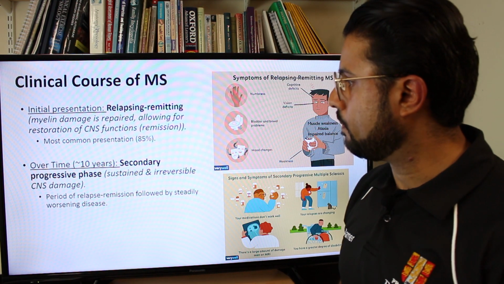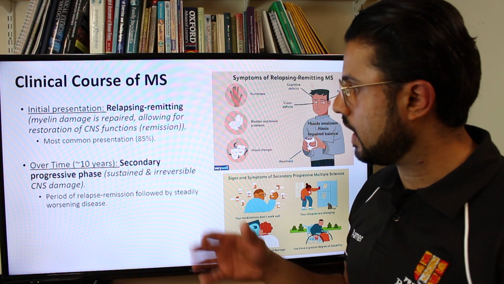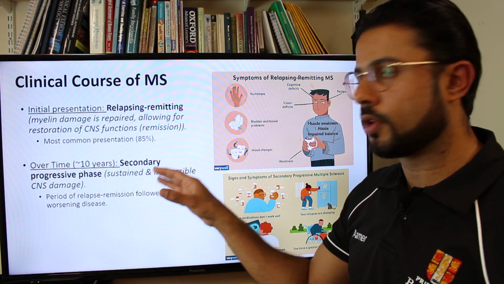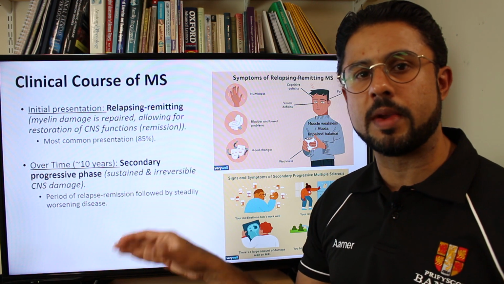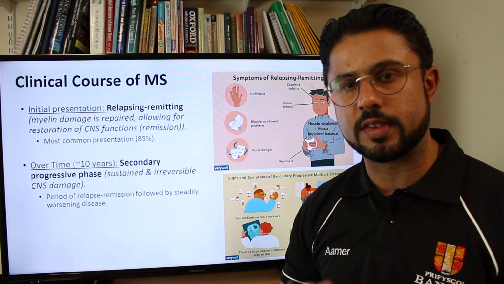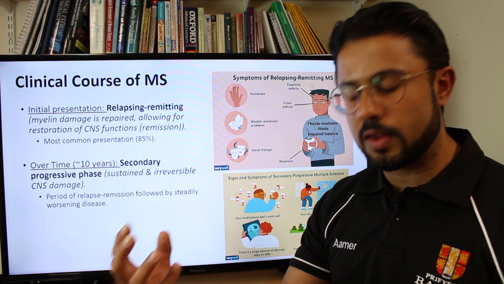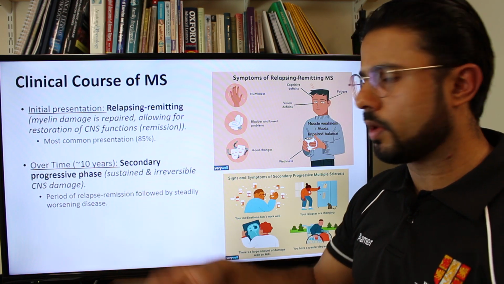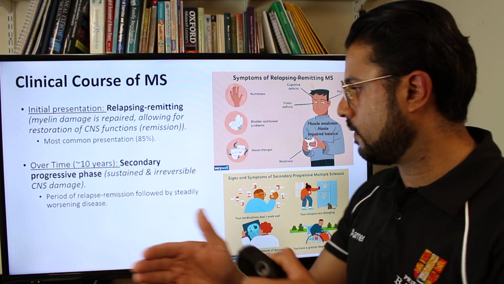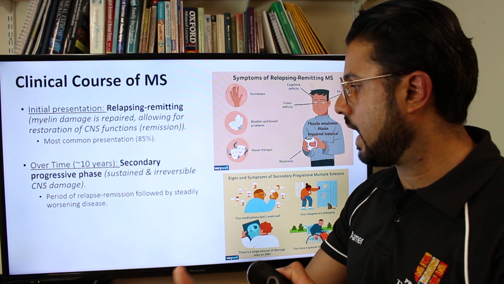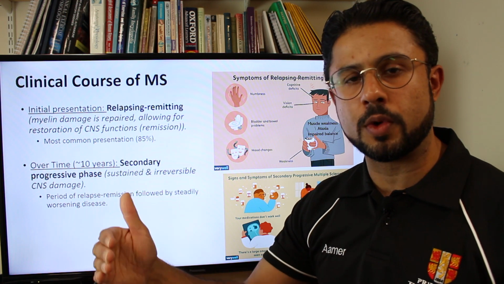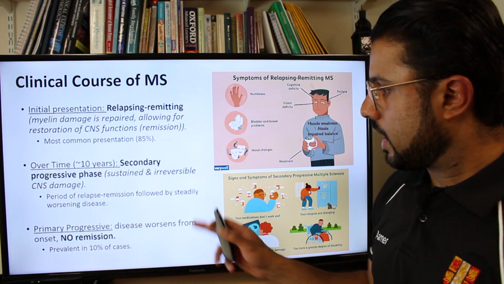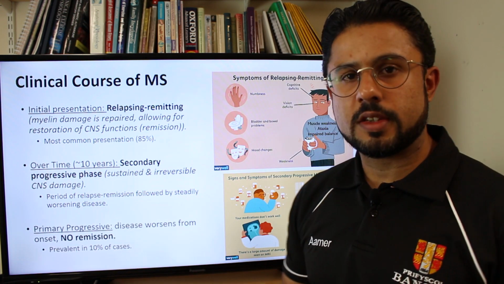Now, over a period of time, say, for example, 10 years, there may be the secondary progressive phase of MS, and the secondary progressive phase results in some sustained and irreversible damage. So that inflammatory process, that oxidative stress that we were talking about, continues and involves neuronal death. And that will basically mean that you will have this period of relapse and remission at the beginning, but over time you'll have less remission and it will just be worsening disease. It will gradually get worse and it will start to affect more and more functions and therefore the quality of life.